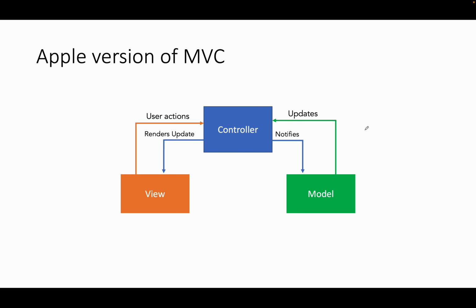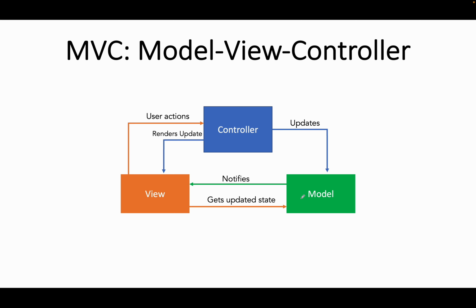But the Apple version of MVC is a little bit different. There is no direct link between the view and the model. Controller controls everything. It updates the model, and from the data from the model, it updates the view. So there is no direct link between the view and the model like the initial design.